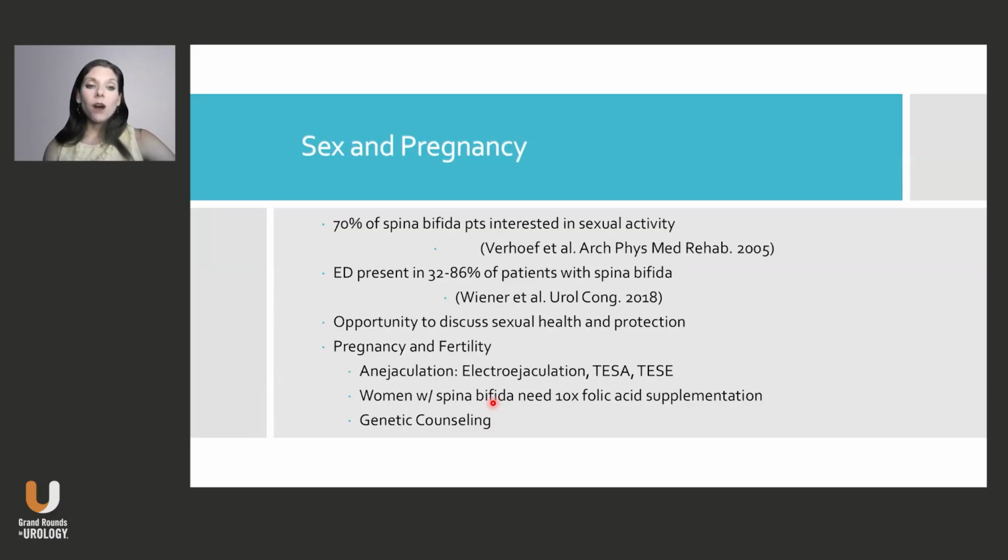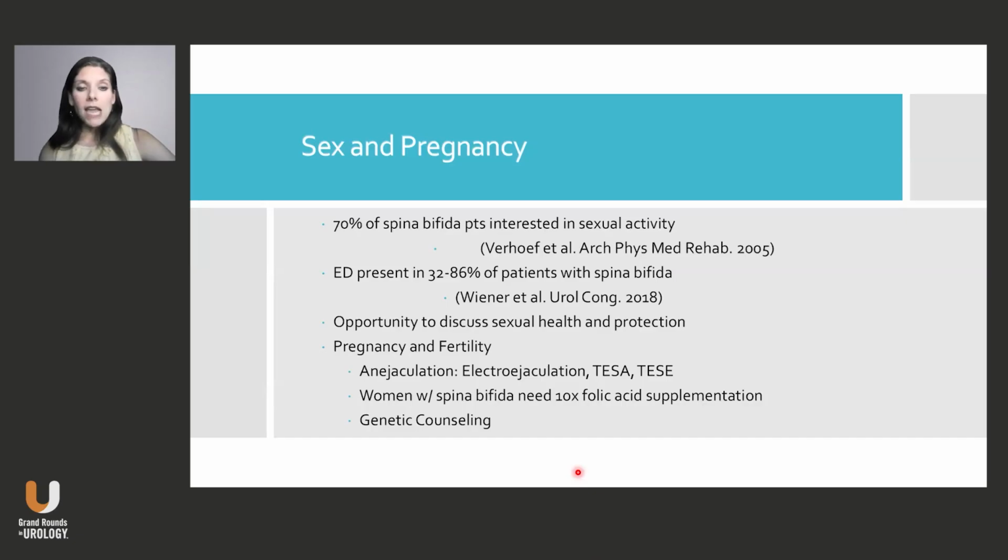For patients who are interested in fertility, it's helpful to talk to those men who are anejaculatory about setting them up with a fertility specialist. There's electroejaculation, there's testicular sperm aspiration and testicular sperm extraction options through assisted reproductive technologies that can help them and a partner get pregnant. It's important to counsel patients, the women who have spina bifida, that they need 10 times the amount of folic acid supplementation as we would recommend a neurotypical pregnant woman in order to prevent spina bifida in their offspring.